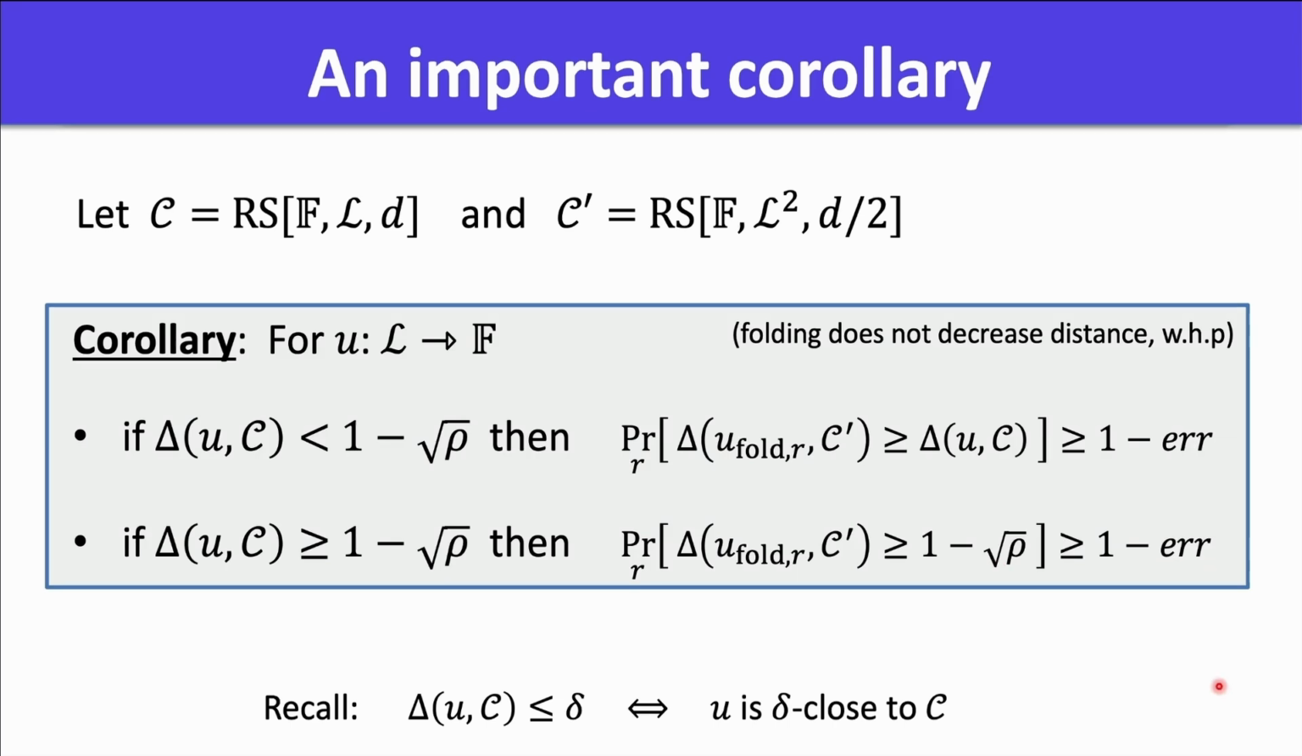You can try to prove this corollary based on the lemma that we just stated. It's actually a fairly simple argument, but I'll leave it to you to think about that. But this is the main corollary that we will use in analyzing the FRI IOPP.